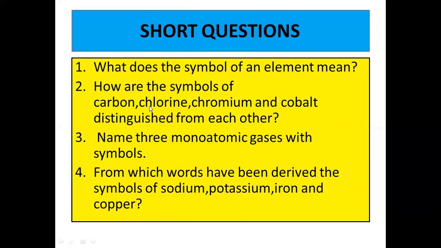How are the symbols of carbon, chlorine, chromium, and cobalt distinguished from each other? Here we have to write the symbols of these elements. Carbon is capital C, chlorine is capital C small l, chromium is capital C small r, cobalt is capital C small o. Name three monoatomic gases with their symbols: helium, neon, and argon. The symbols are already given in the book. From which words have the symbols of sodium, potassium, iron, and copper been derived? You have to write the words from which these elements derive their symbols.